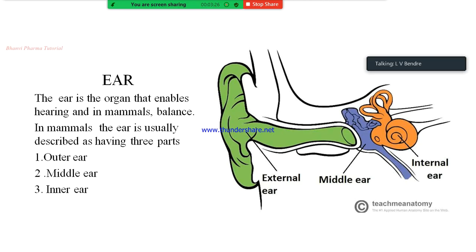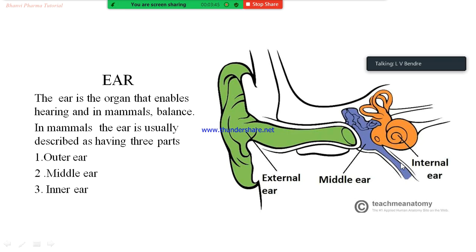The ear is usually described as having three parts. The ear is divided into three parts: the outer ear, the middle ear, and the inner ear. The outer ear is also known as the external ear. The external ear is shown in green color.